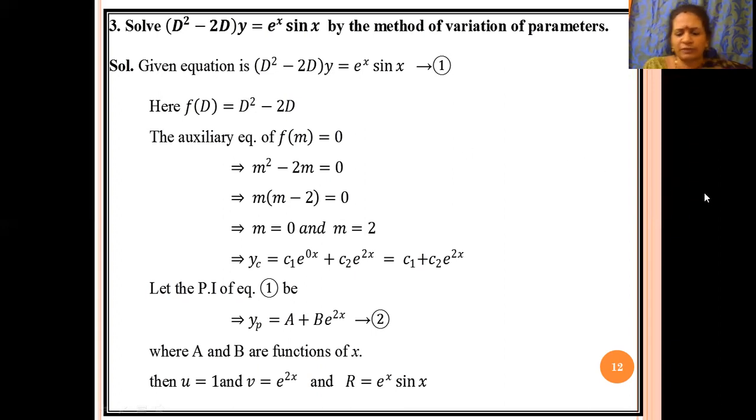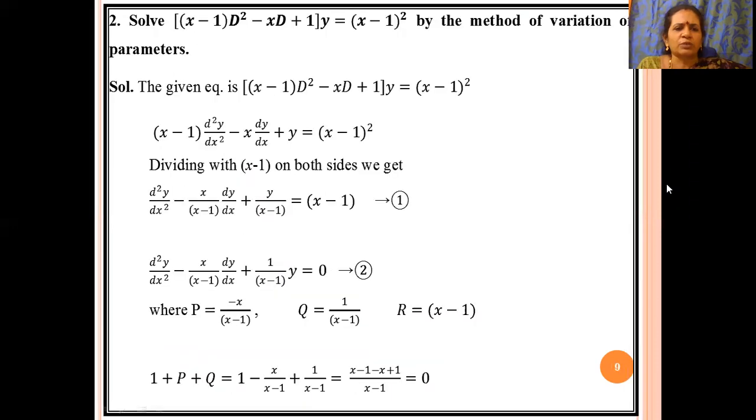The second problem is different. See here again I will show. This is the second problem. Here what they have given is x minus 1 whole square into D square. So in this we converted into the standard form. We are unable to find the factors for this, so the complementary function will not be obtained directly here. That's why we have applied the inspection method.